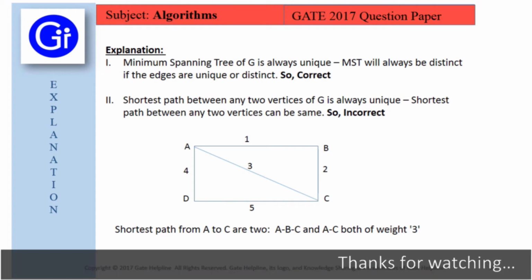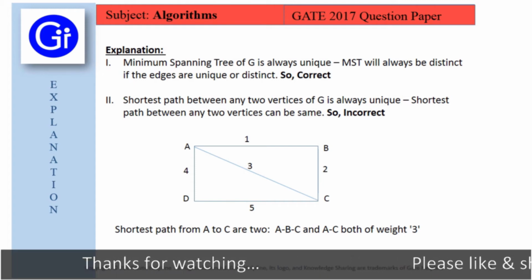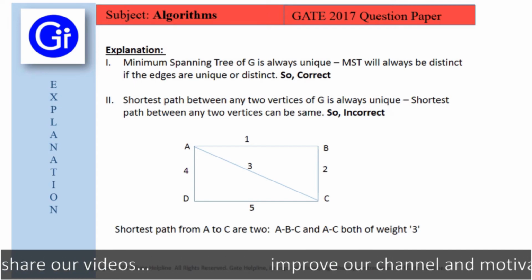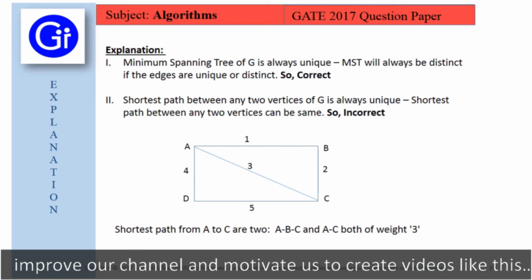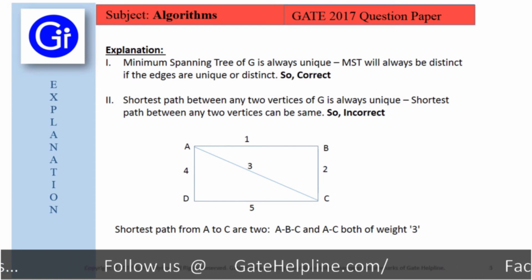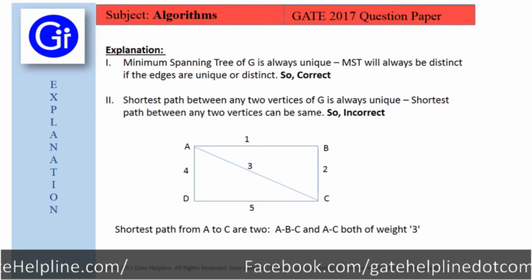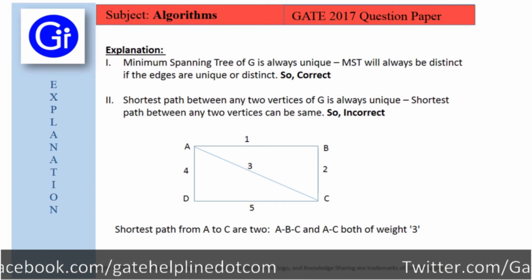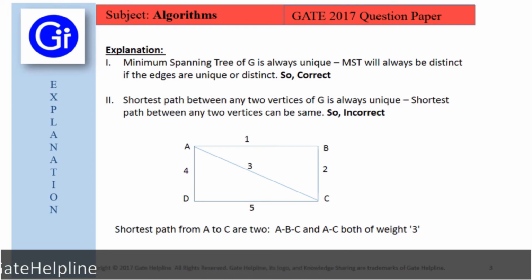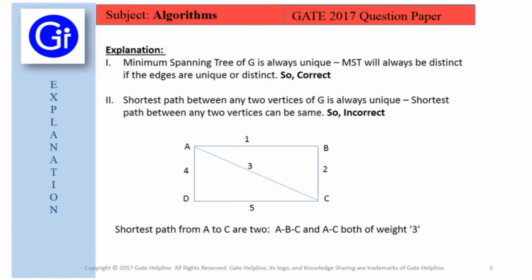Point first is, the minimum spanning tree of G is always unique. That is, the MST will always be distinct if the edges are unique or distinct. So this point is correct and there is no need to explain it further. Point second is, the shortest path between any two vertices of G is always unique. The shortest path between any two vertices can be the same, so this is incorrect. We will see this with the help of the graph below.